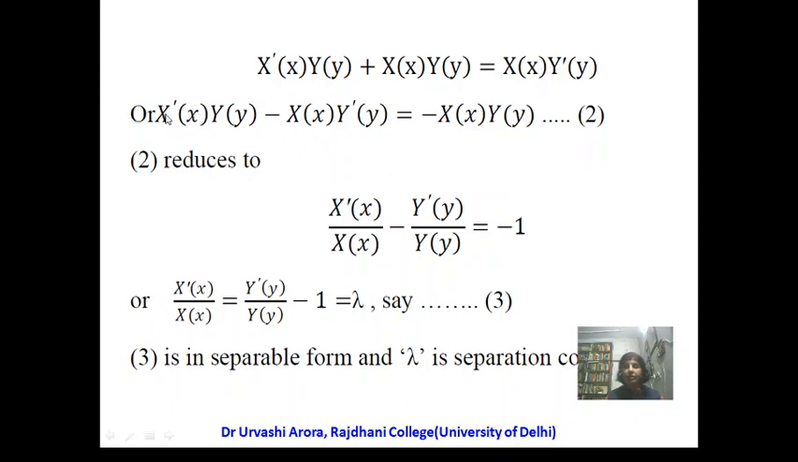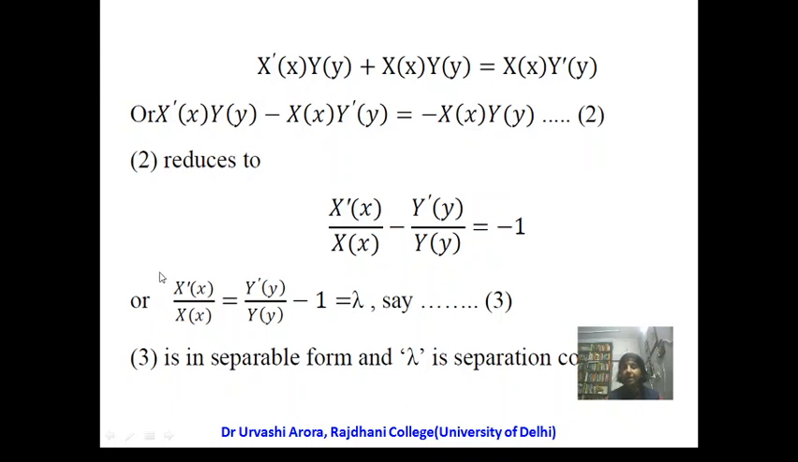So the terms involving derivatives are on the left, and the terms without derivatives are on the right. And now we divide by X of x and Y of y, and finally you will get minus 1 on this side, and this is the left hand side which you get after cancellation of like terms. And finally you take the term involving capital Y on the right hand side, and so you have X dash x over X of x is equal to Y dash y over Y of y minus 1 is equal to, let's say, lambda.